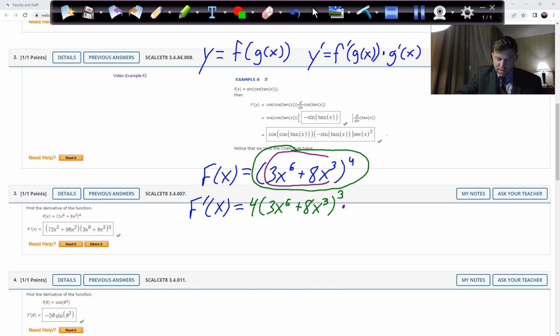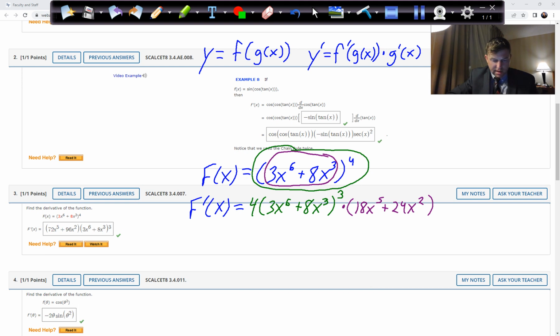I see a lot of students want to combine this and they want to bring the 4 down and make it a 3, but then they also want to take a derivative of the inside right away and change those numbers. You leave this bubble exactly the same. Now I take the derivative of the inside, which would be 18x to the 5. So again, bring the 6 into the 3, make it 18, subtract 1 from the 6, plus bring the 3 into the 8, 24x squared.